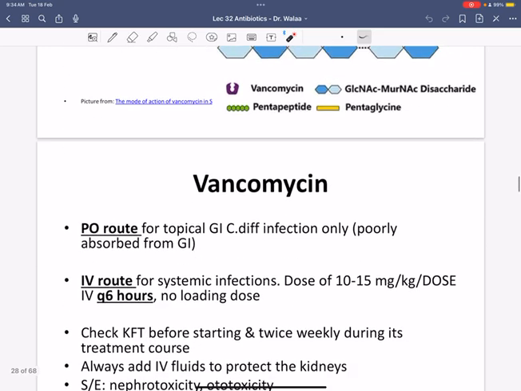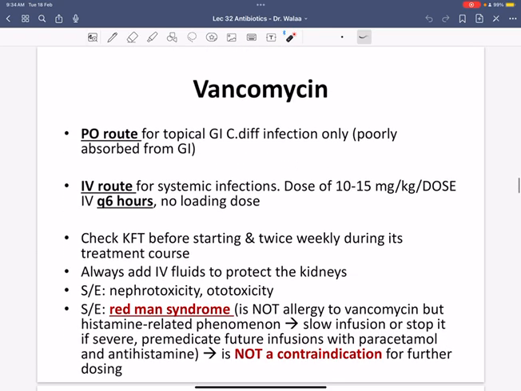So it's given by the IV route, except in one indication. We can give it orally when we want to cover Clostridium difficile infection. Okay? That's the only indication to give vancomycin by the oral route. The vial that is given IV is opened and the patient drinks it. This is the only indication where we give it per os.